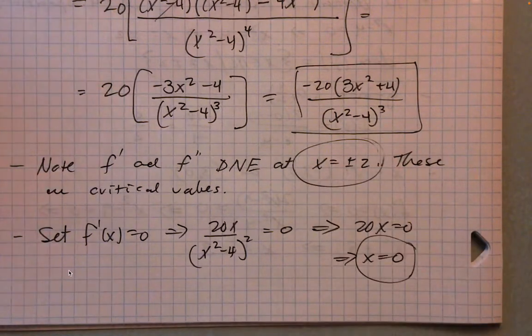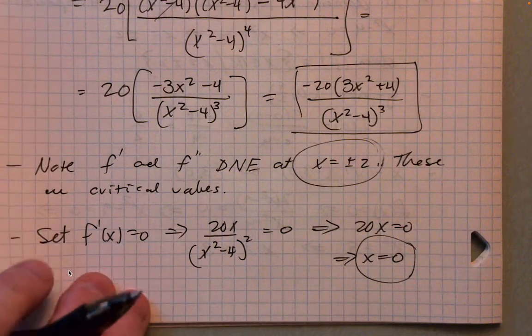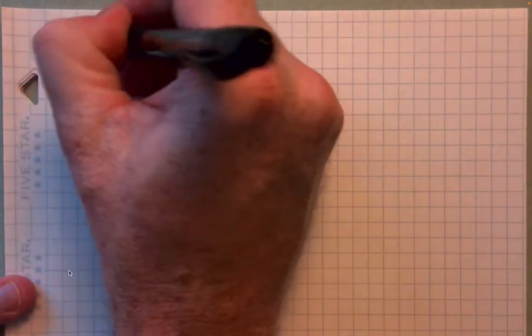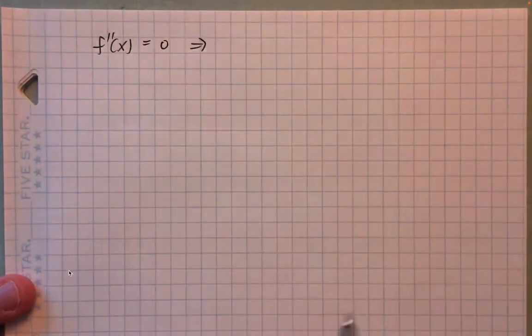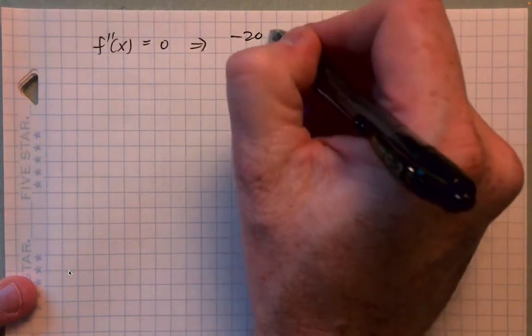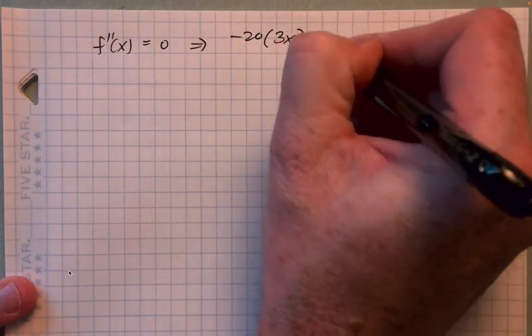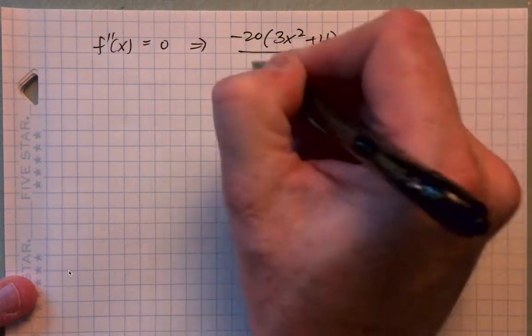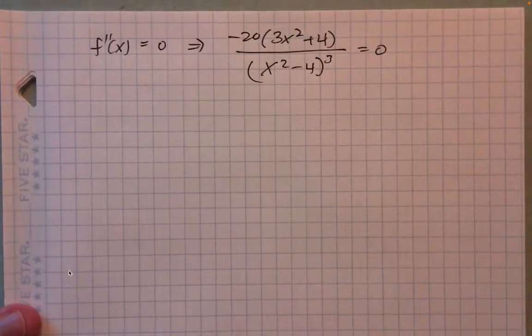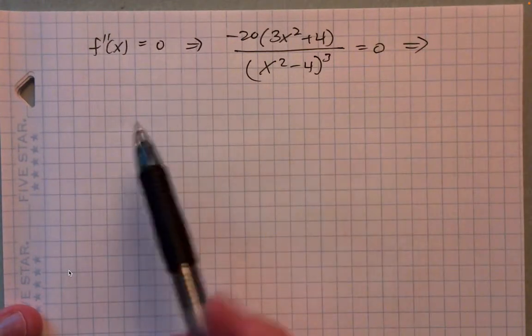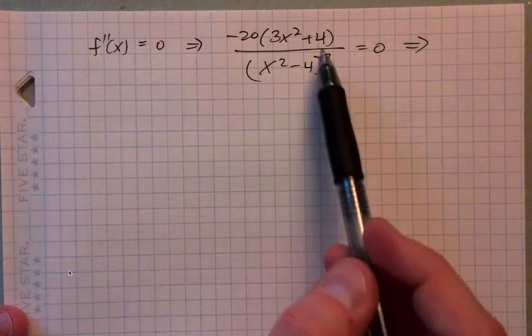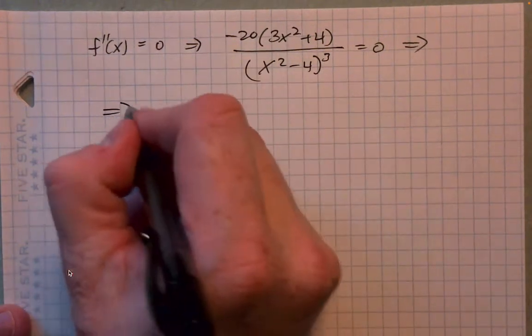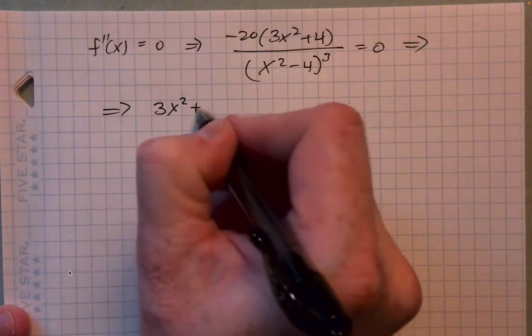We've got these two critical points. Let's take a look, while we're on the subject of critical values, at where the critical values are for the second derivative. So f double prime of x equals 0. That's going to imply that negative 20 times 3x squared plus 4 over x squared minus 4 cubed equals 0. And so we can multiply both sides by x squared minus 4 quantity cubed divided by negative 20. And so then you get to the heart of it really quickly. 3x squared plus 4 equals 0.